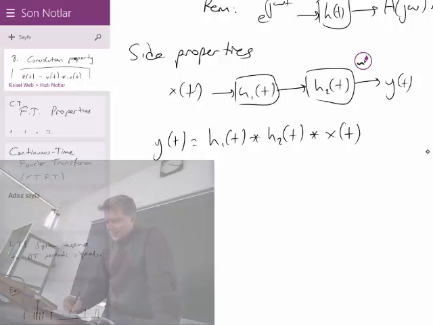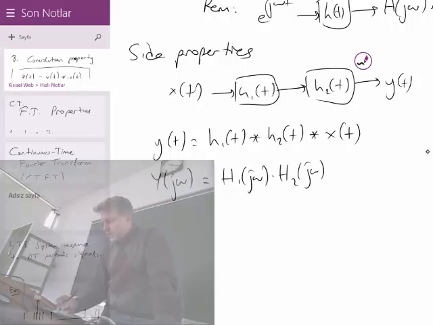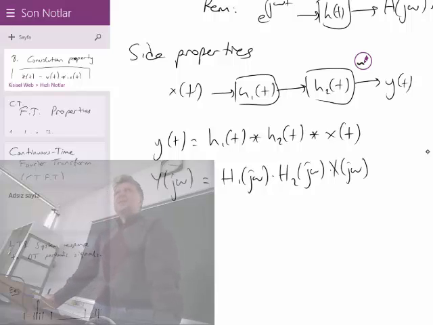And in frequency domain, the situation is quite similar. Y of j omega is equal to h1 of j omega times h2 of j omega times x of j omega. Since it's a multiplication, it doesn't matter which of the two terms you multiply first. Multiplication will clearly be the same.